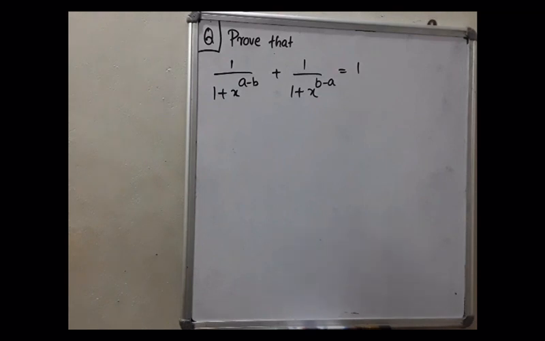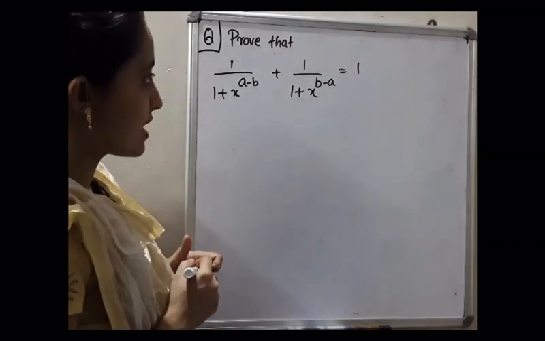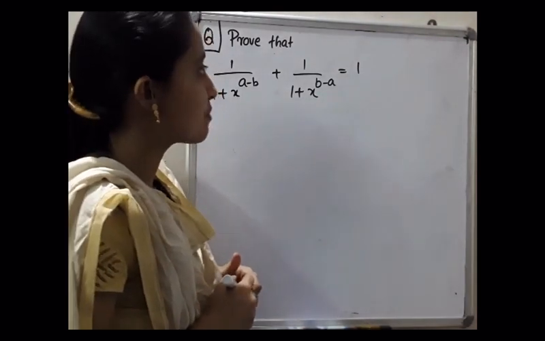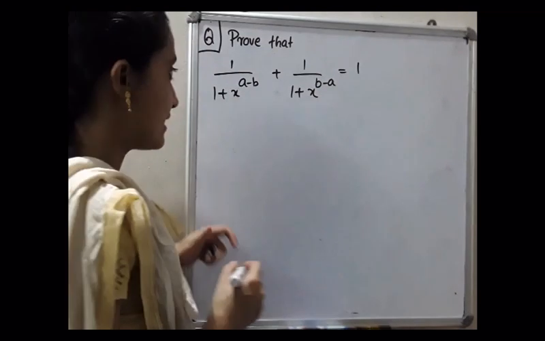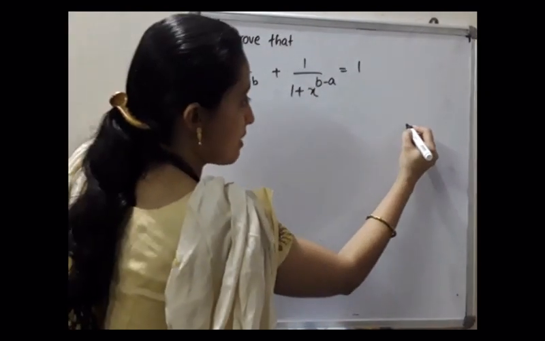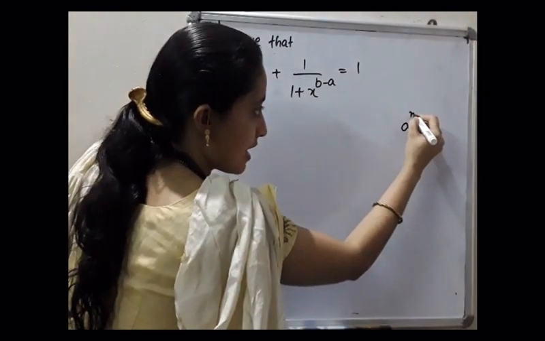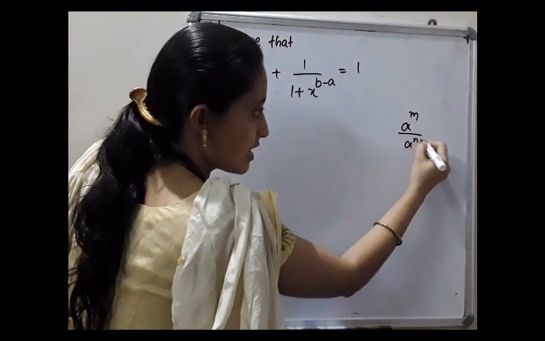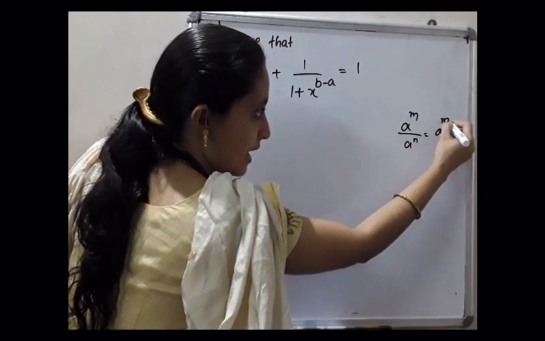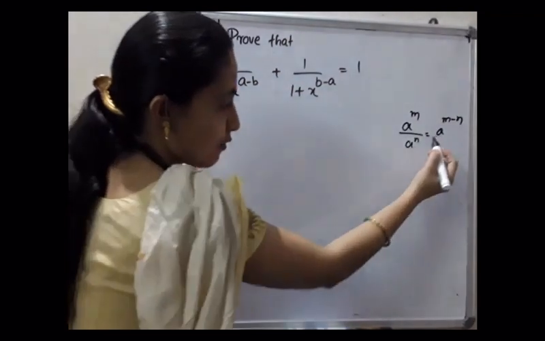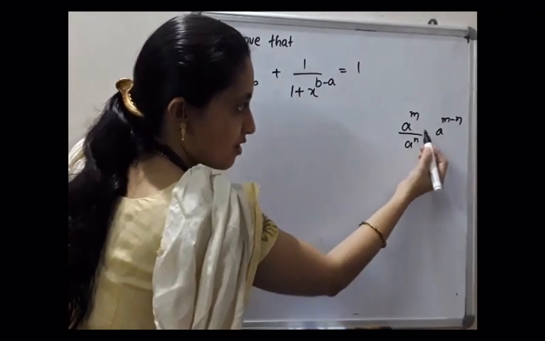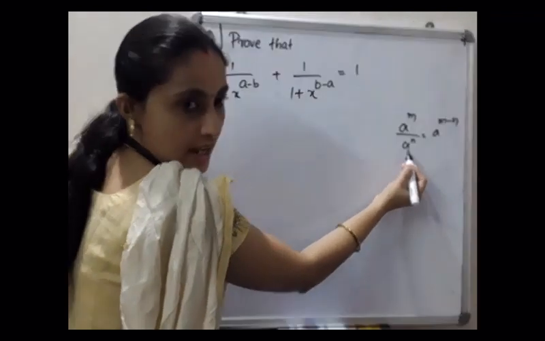1 by 1 plus x raised to a minus b plus 1 by 1 plus x raised to b minus a is equal to 1. That is our question. So please remember that a raised to m by a raised to n is equal to what? A raised to m minus n. So we can write a raised to m minus n is equal to a raised to m by a raised to n.